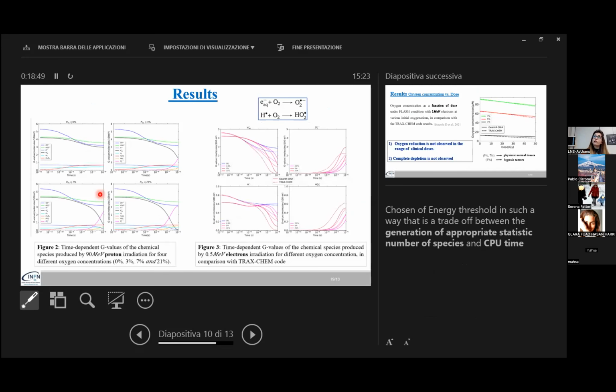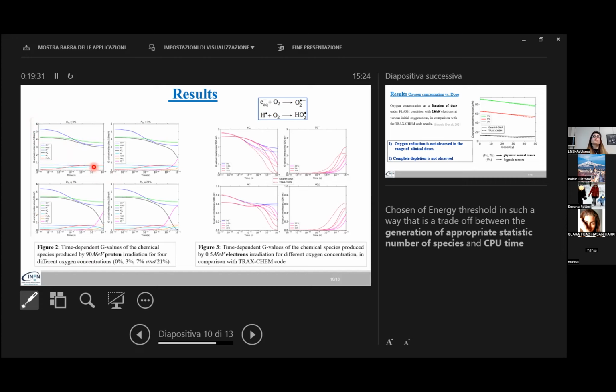You can see in these slides our results with Geant4-DNA. In this plot, the time-dependent G values of chemical species produced by 90 million electron volt electrons are shown under different oxygen concentrations. You can see with the increase in the oxygen concentration, the hydrated electron, the black plot, and the hydrogen atom, in blue, the consumption of these is increased.